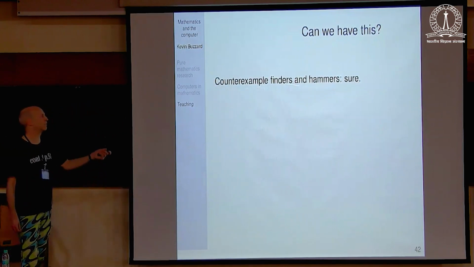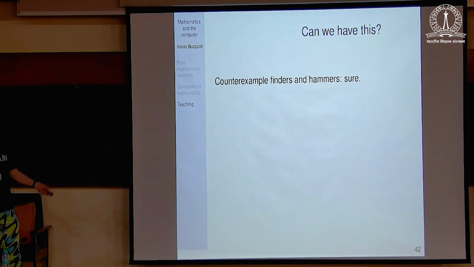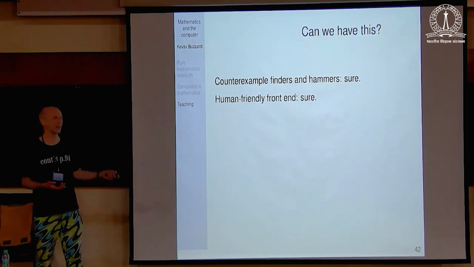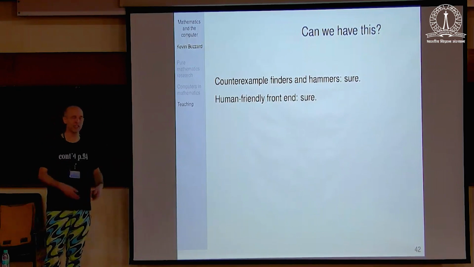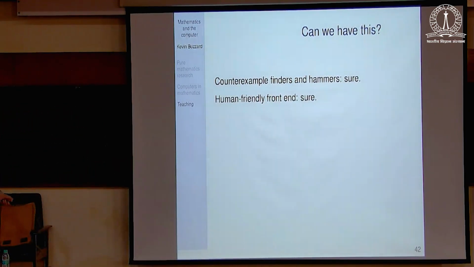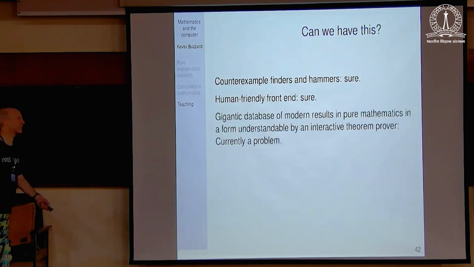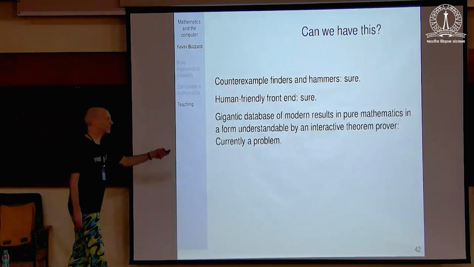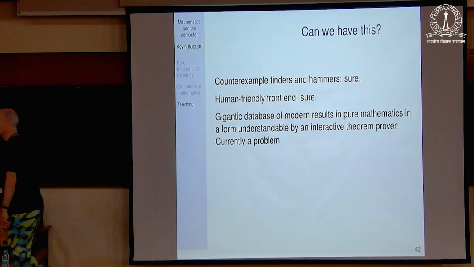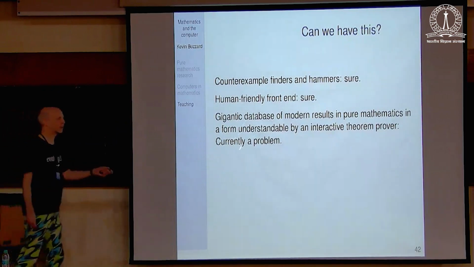Like the counterexample finders and the hammers, that's there already. Those techniques have already been built. And a human-friendly front end, that can be built, right? ChatGPT is exactly a human-friendly front end to some kind of computational system. So humans are already very good at that kind of thing. And so now all we need is the gigantic database of modern results covering all of pure mathematics in a form understandable by an interactive theorem prover. And that's currently the roadblock.